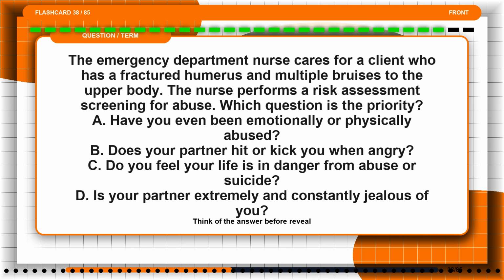Flashcard 38. The emergency department nurse cares for a client who has a fractured humerus and multiple bruises to the upper body. The nurse performs a risk assessment screening for abuse. Which question is the priority? A. Have you ever been emotionally or physically abused? B. Does your partner hit or kick you when angry? C. Do you feel your life is in danger from abuse or suicide? D. Is your partner extremely and constantly jealous of you? Think of the answer before the reveal.